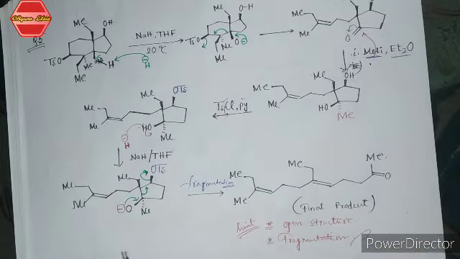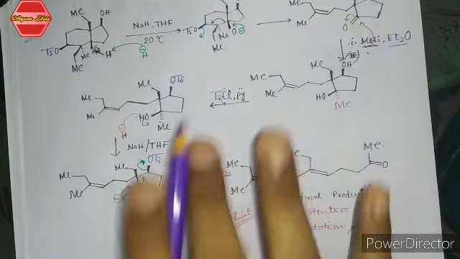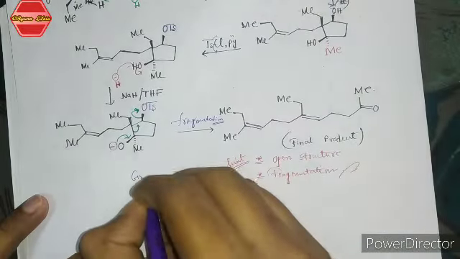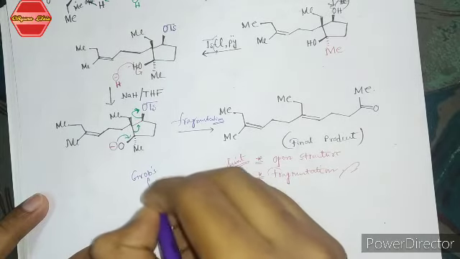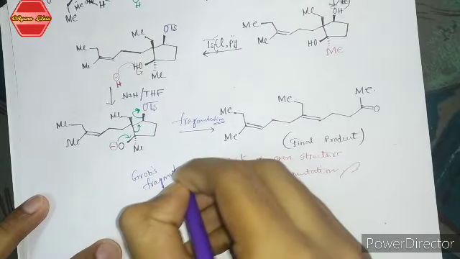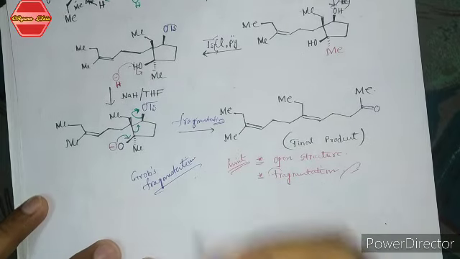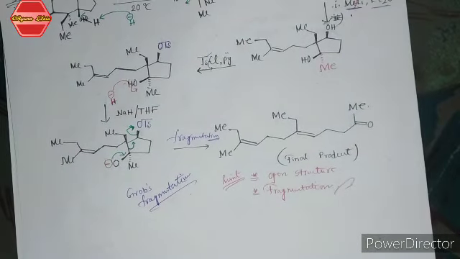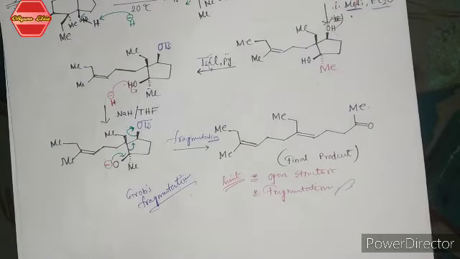Two types of fragmentation occur in this type of reaction, so this question is very important. This is a kind of Grob fragmentation. This is your overall product, and that is how this reaction proceeds.